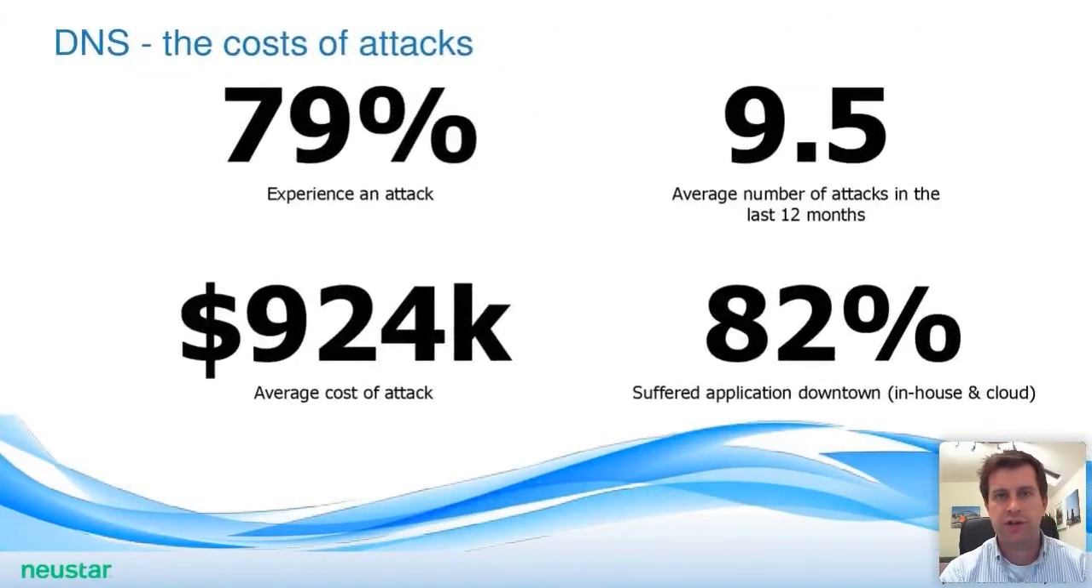Now, this has real world consequences, and some research done by an independent consortium found that 79% of online businesses have experienced some kind of attack on their DNS system. And of those that are attacked, there's an average of 9.5 attacks per year. And these have a real world consequence on your revenues, because any traffic that is diverted away or stopped from getting to your web services has a monetary impact on your business, and that can be up to $924,000 per attack. In addition, 82% of the respondents said that they had some kind of downtime due to DNS on their web services. So it's really important that the DNS part of your infrastructure is taken seriously.